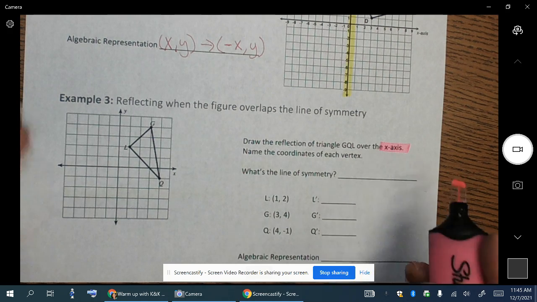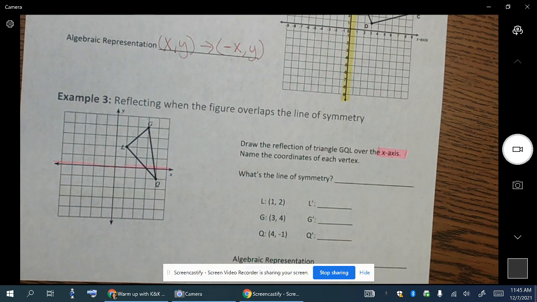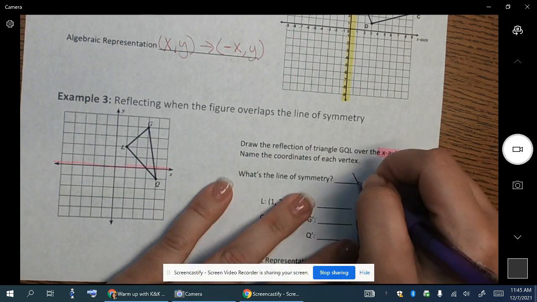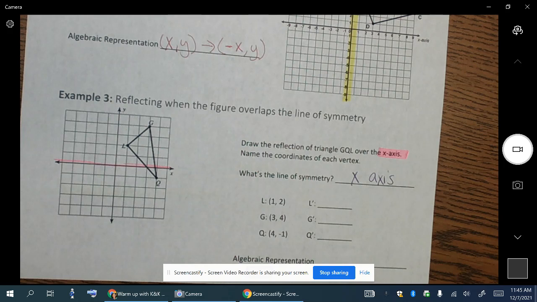The x. How can you flip it over when the Q's on the wrong side? I'll show you. Okay, so we're going over the x-axis. It doesn't have the numbers either. All right, so we're going to start with point L. How far is point L?